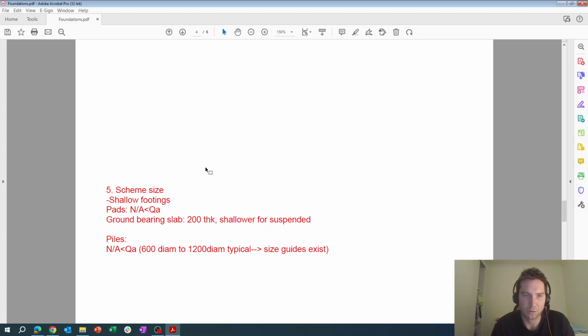And then piles, a similar approach. You would just make sure that your allowable bearing pressures were less than the allowable bearing capacities based off those rule of thumbs that we shared earlier. And then some pretty typical diameters would be 600 to 1200. And you can grab some size guides in terms of what diameter you want for a particular depth. But there's just some standard ones there that will keep you in the ballpark.